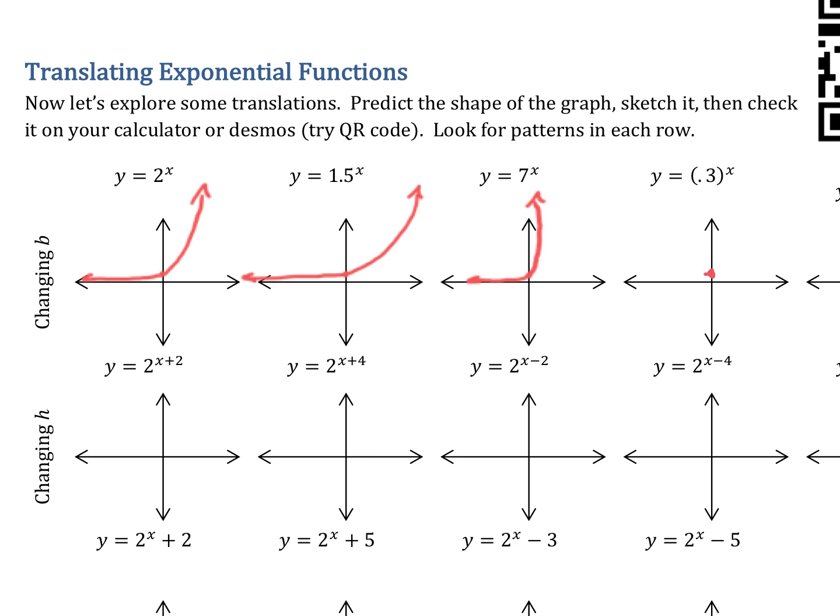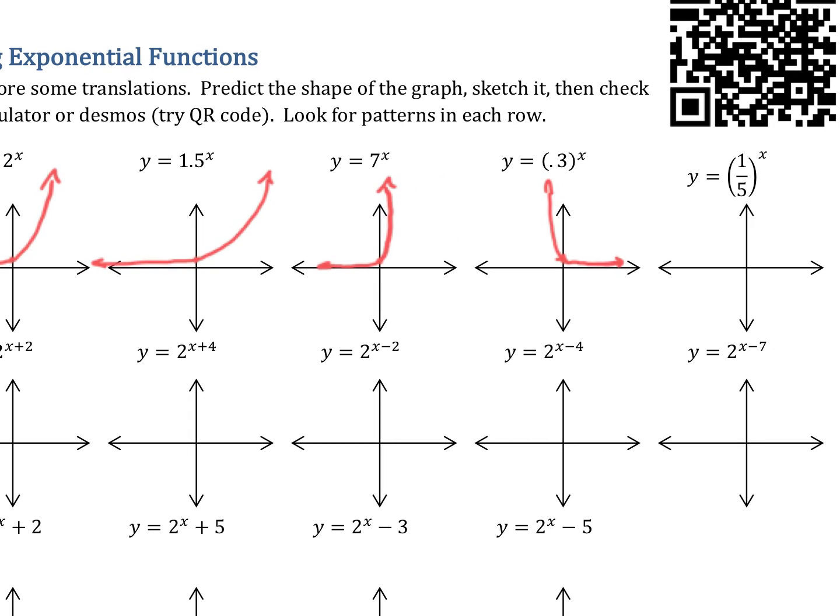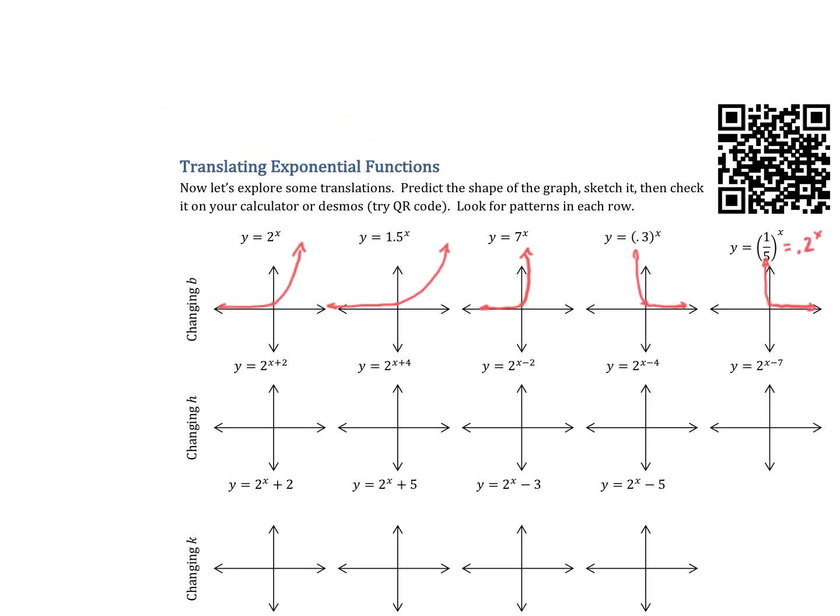We know what a half looks like. All right, so 0.3 is going to be a little steeper than a half of that. 0.5 to the x. 1/5, well, 1/5 is 0.2 to the x. 1/5 is the same as 0.2, so that'll be even steeper than that 0.3. All right, so that's kind of the idea there.